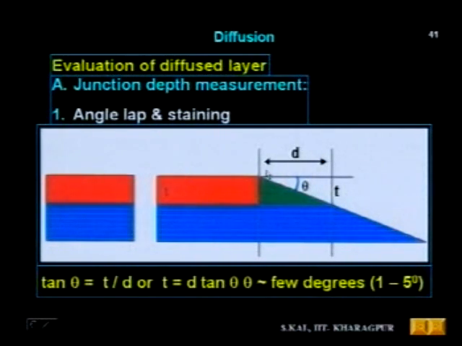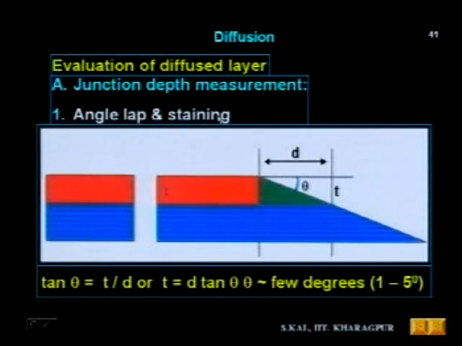Now if you can measure the distance D using a microscope cursor, then tan theta is equal to T by D, and from there you get T equal to D tan theta. If theta is very small, you can assume tan theta is approximately theta, that means T equals D theta, so that will give you T. Now the point is how do you define the region D, and that definition is obtained by staining.